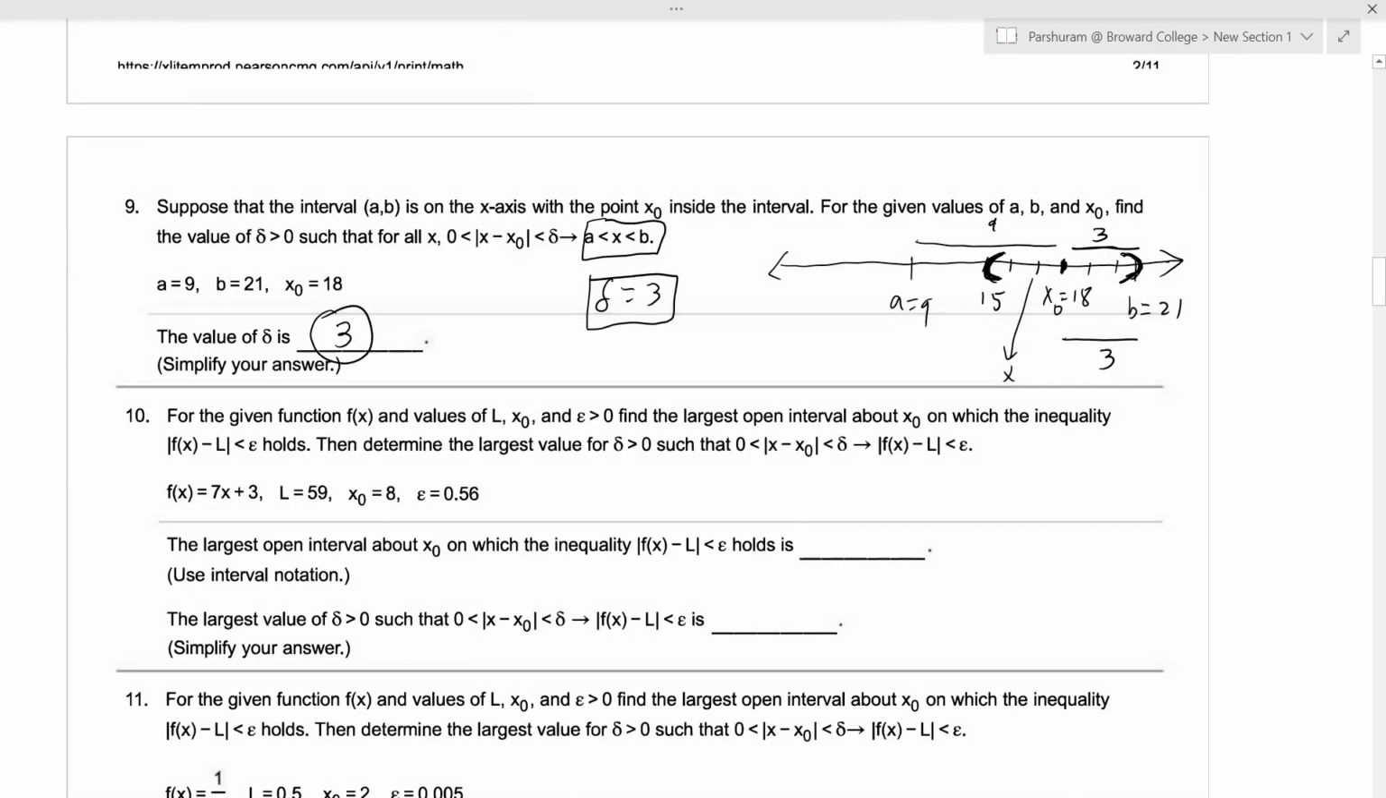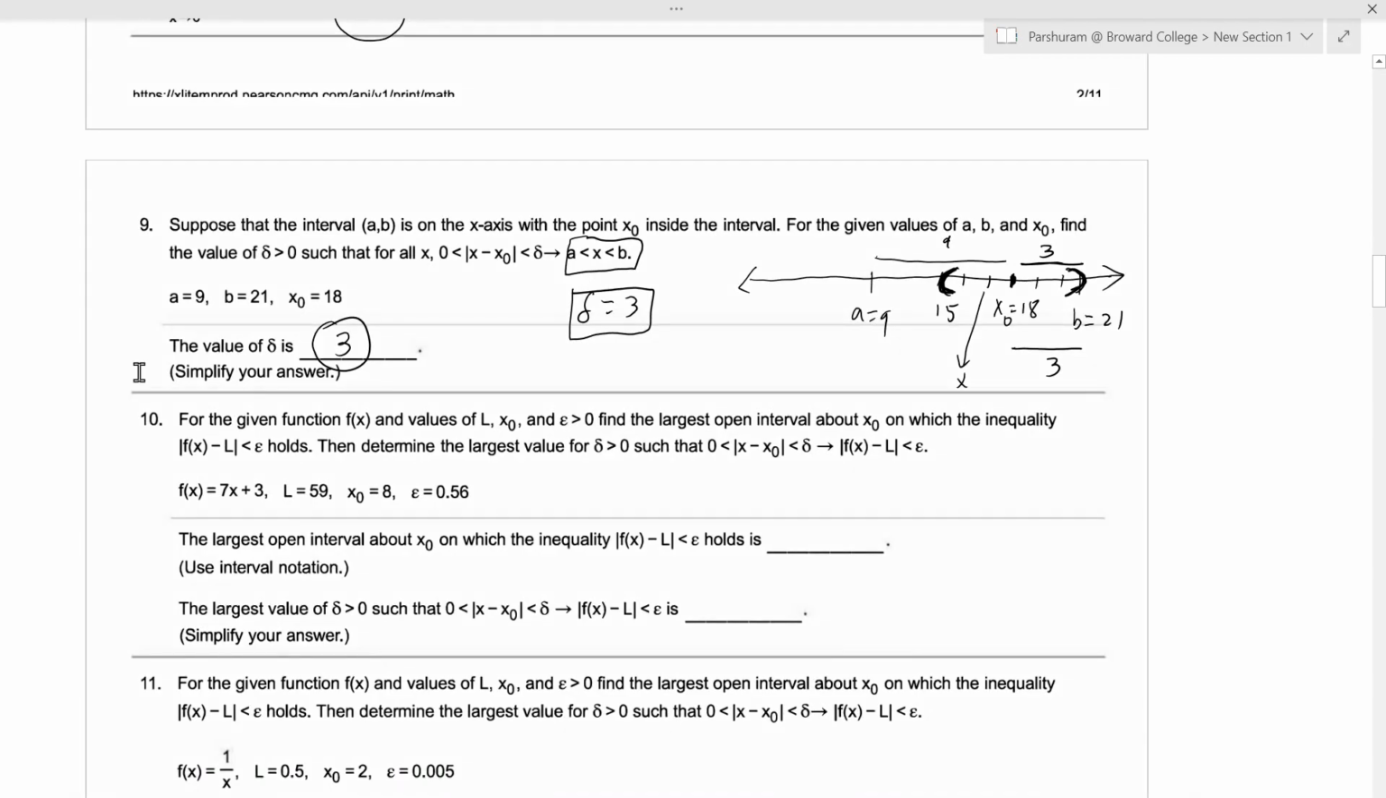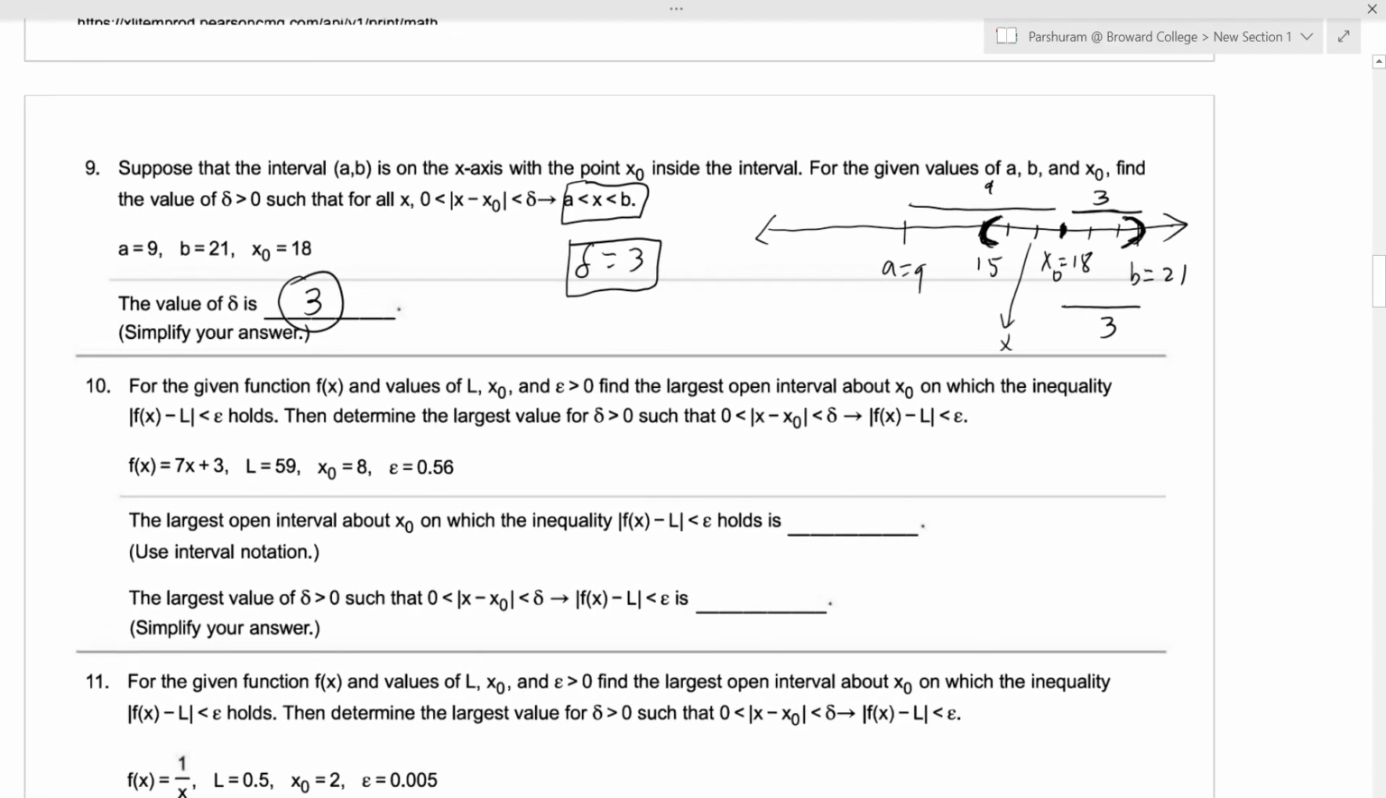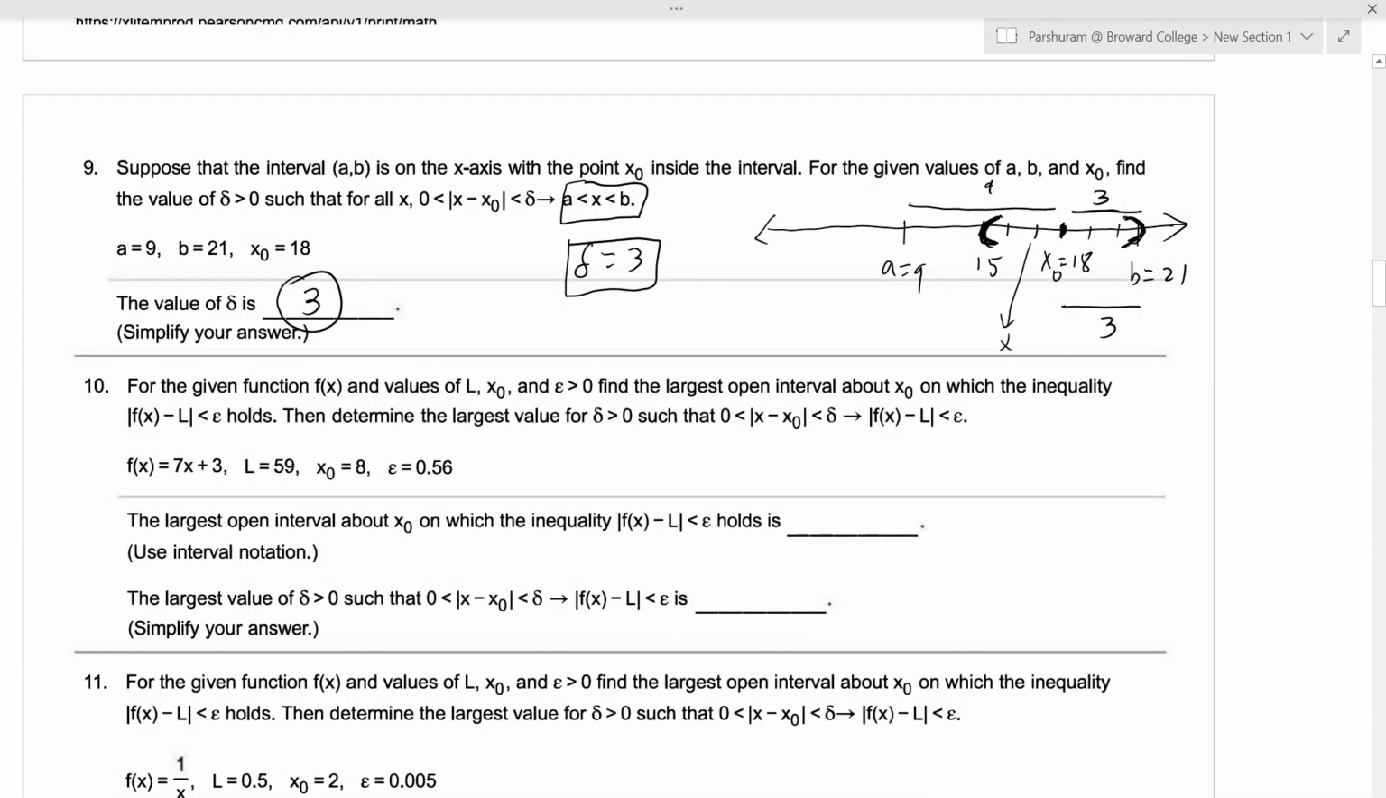let's go to problem 10. In this problem, this is also an epsilon delta problem. To answer question number 10, you just have to plug in the values of f of x, L, and epsilon to find the interval on the x-axis around x0. You need to find the difference, x minus x0 is less than delta. We don't know what delta is here.